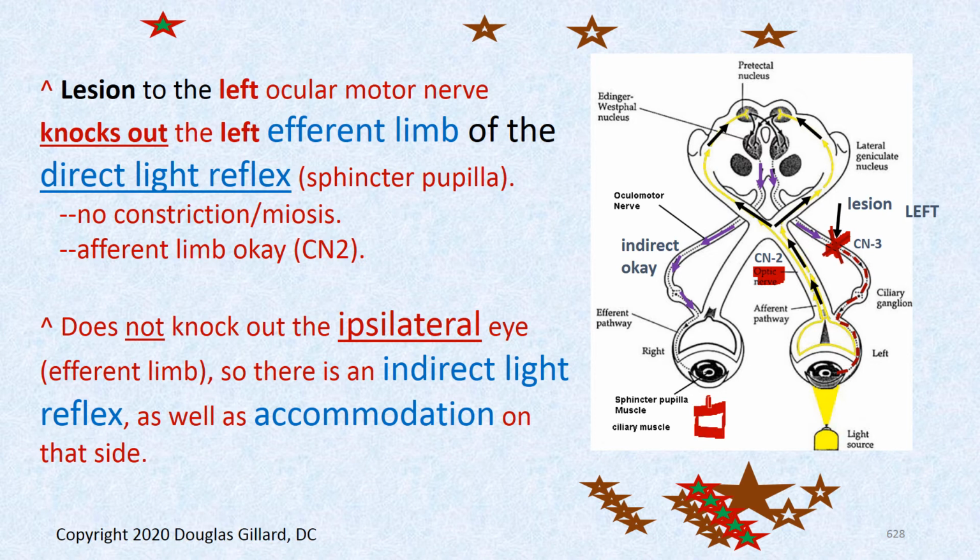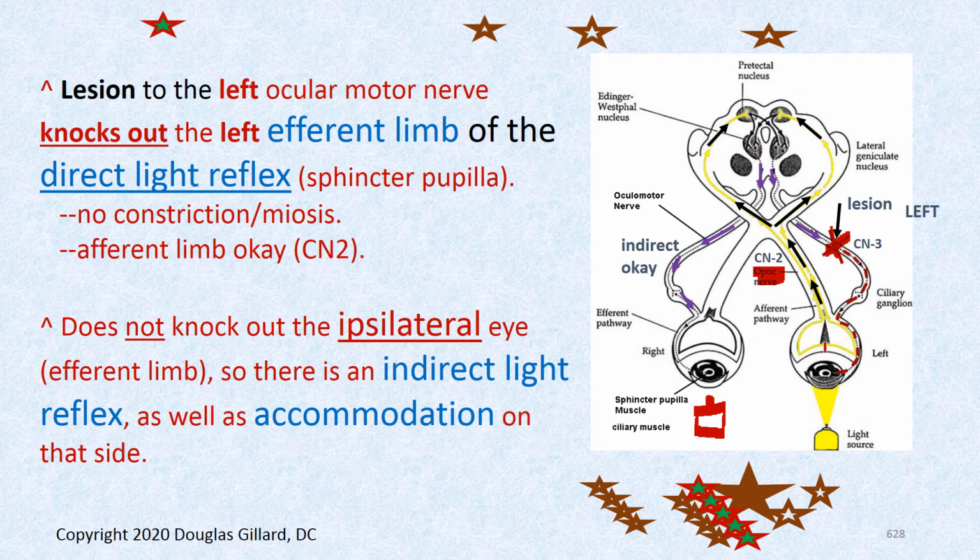Okay, these are classic questions for medical boards, PT boards, chiro boards. Everybody's got to know this stuff. Acupuncture boards. You got to know this stuff. So if you test the right eyeball here and there's a lesion with the left oculomotor nerve, what happens? Well, the signal goes the same, goes up the afferent limb, cranial nerve 2, no problem. It splits, comes back double power. There's no lesion on this side, so the direct light reflex will work. Accommodation will work. Everything works. The muscles are fine. Everything's fine on this eye because there's nothing wrong.